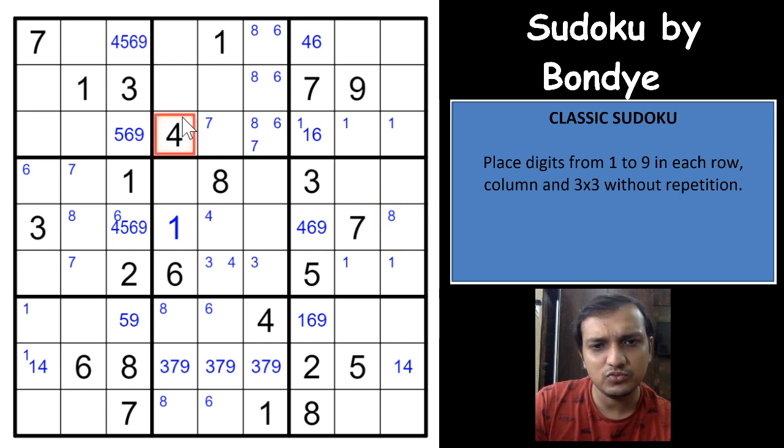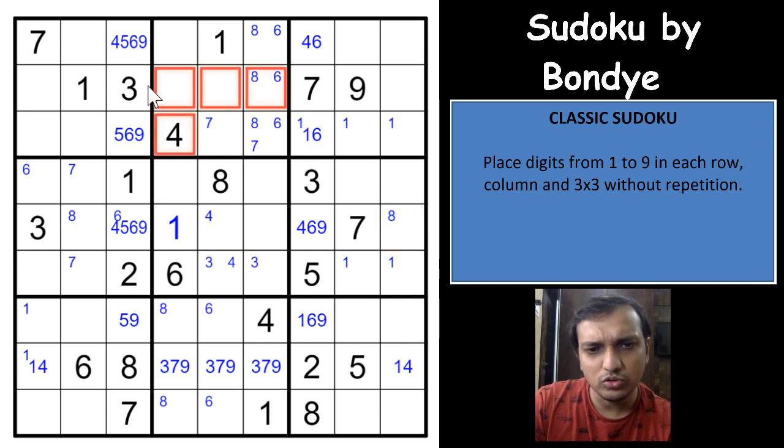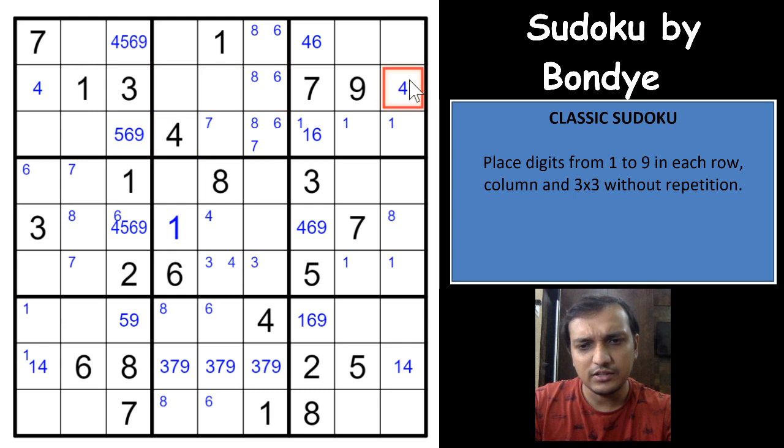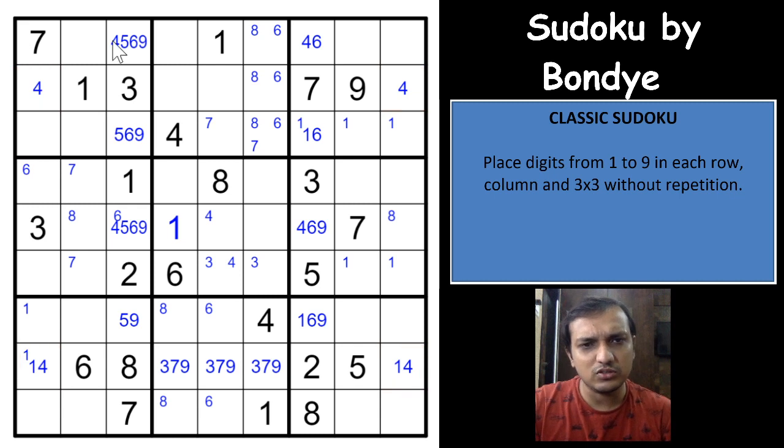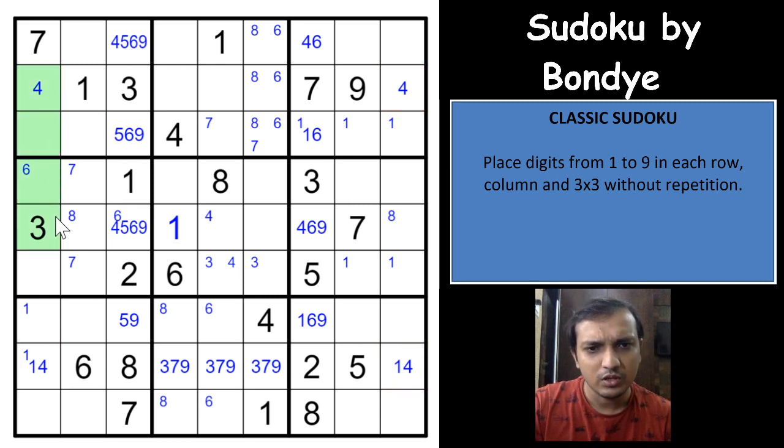Oh, I can see this 4 also cannot be in these 3 cells. So 4 would have to be in these 2 cells, right? And that gives you an X-wing here. That's an easy X-wing, but a very good one, I would say. So I'll just mark where else we can't have a 4, right?